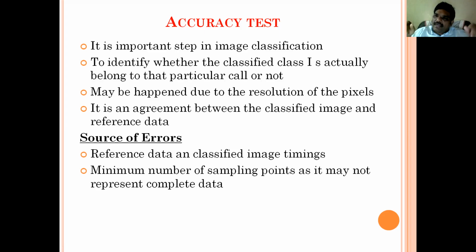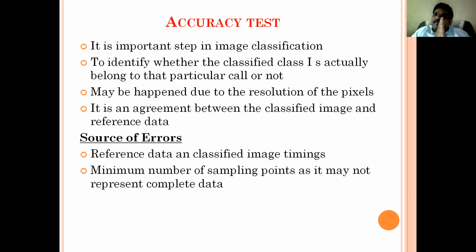What is the number? What is the criteria for this number? What is the source of error? Minimum number of sampling points he has taken. I said in the previous class, maximum number has to be taken. What is the number of points here? That we'll discuss here itself.